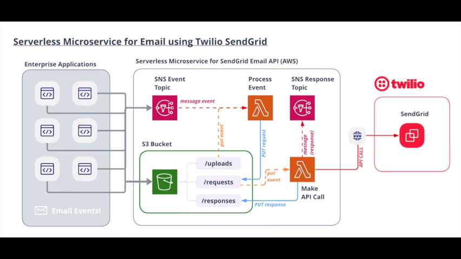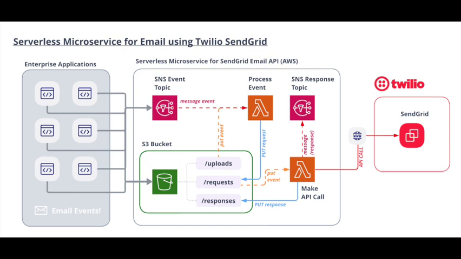Email events are JSON objects, and they can either be sent to an SNS topic or dropped into an S3 bucket. From there, the process event lambda picks up the event, parses the JSON object, and then reformats it and puts it in the request folder of the S3 bucket. Any JSON objects put into the request folder of that S3 bucket trigger an event that calls the make API call lambda. The make API call lambda actually calls the SendGrid APIs to execute the send.